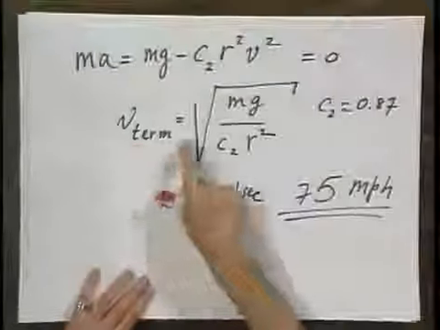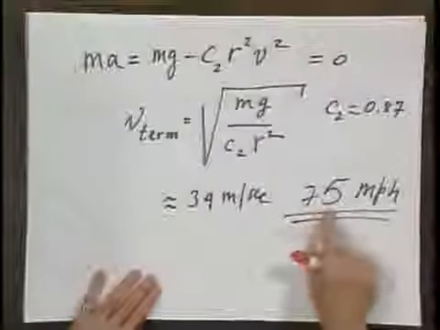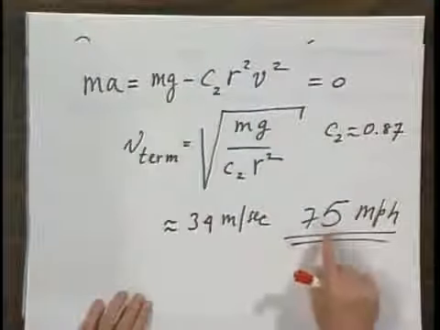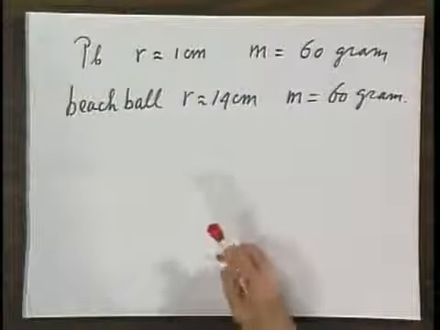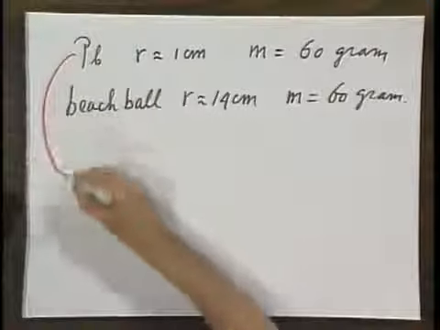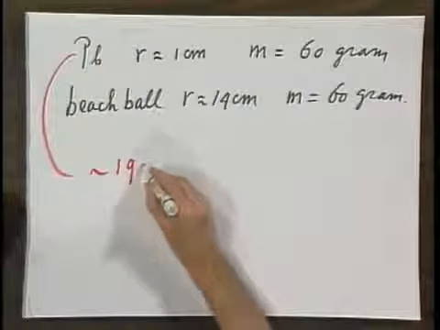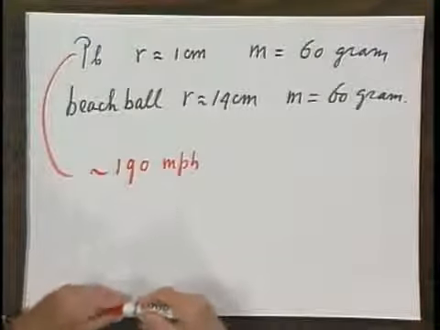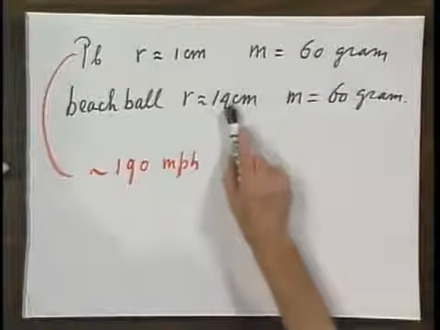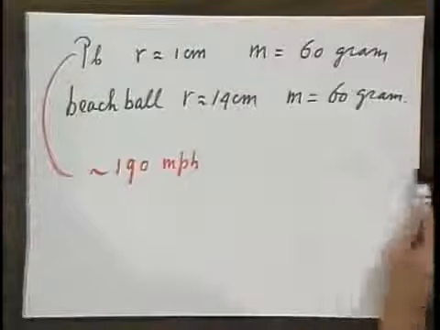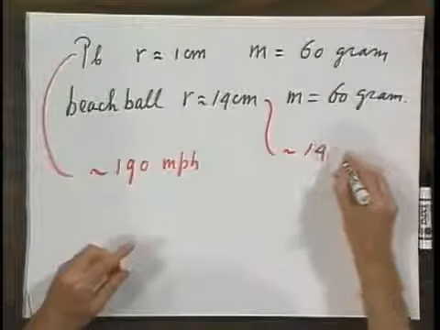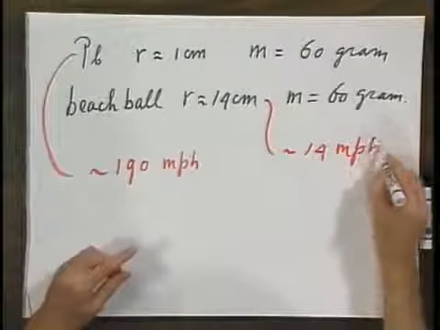And the terminal velocity goes with the square root of m. So the terminal velocity for the lead sphere will be the square root of 6 times larger than 75 miles per hour. And that will be approximately 190 miles per hour. The beach ball will have a terminal velocity of very roughly 14 miles per hour.